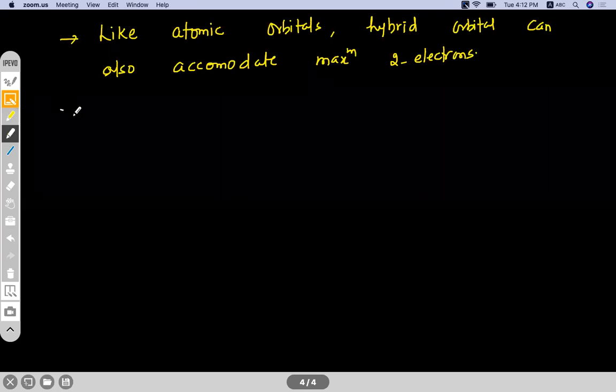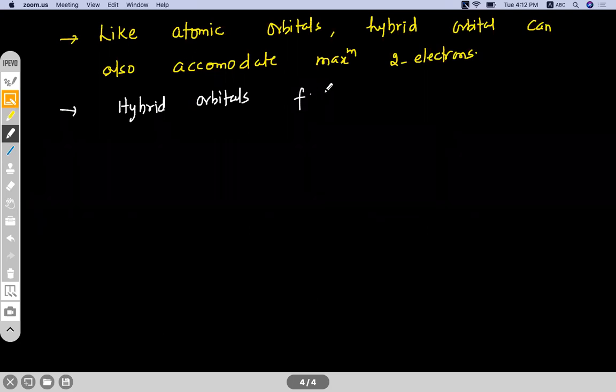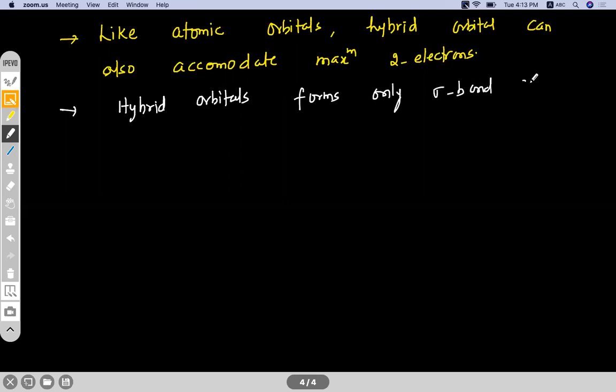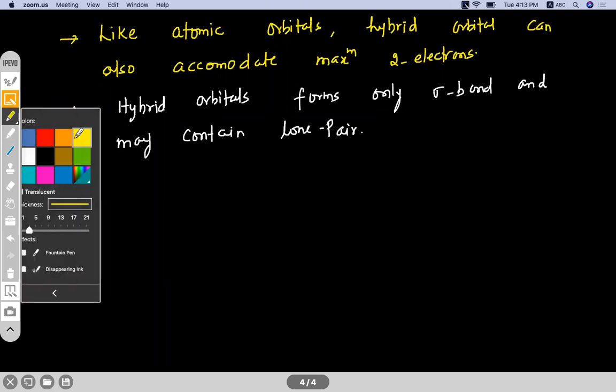Now this point is very important, this one. Hybrid orbitals form only sigma bonds and may contain lone pair. If you remember in organic chemistry, we had discussed a bit of hybridization, and I told you that we'll see this in the chemical bonding chapter.